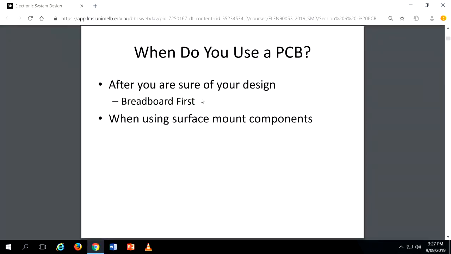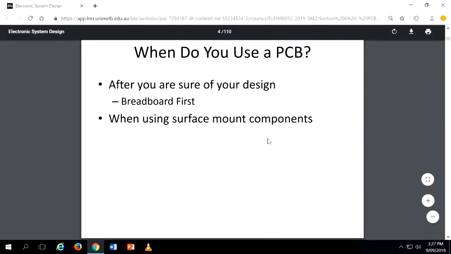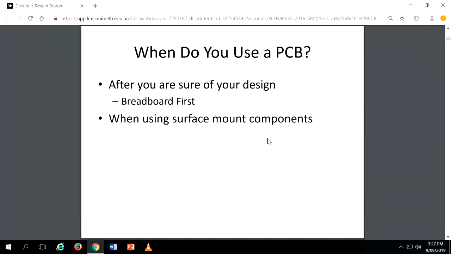So after you are sure of your design, that is the reason you will be designing your PCB after submitting the front end design. So at least you know that up to the front end it will work. That's the reason we are making sure that your design is correct. And when do you use a PCB? If you have surface mount components, there is no way of breadboarding, you can't check it, so you need a PCB.